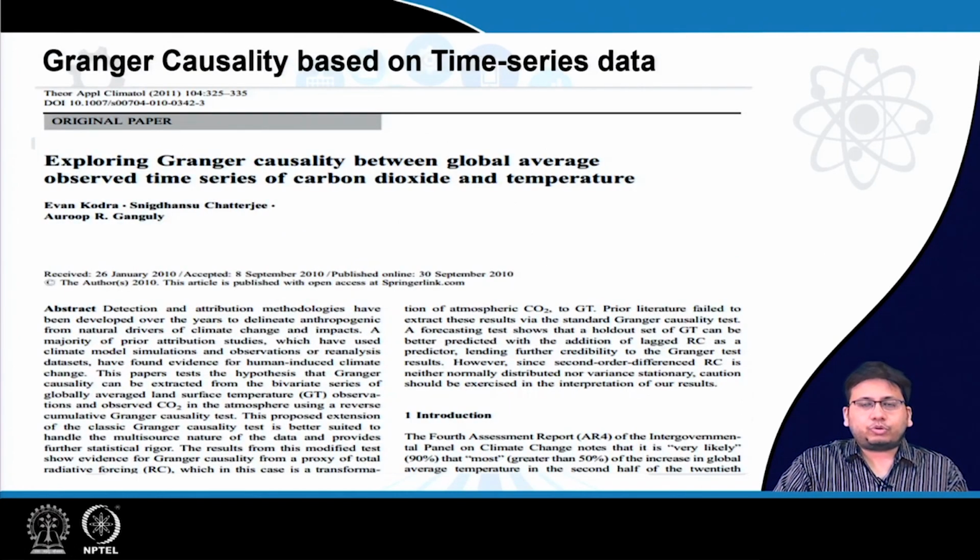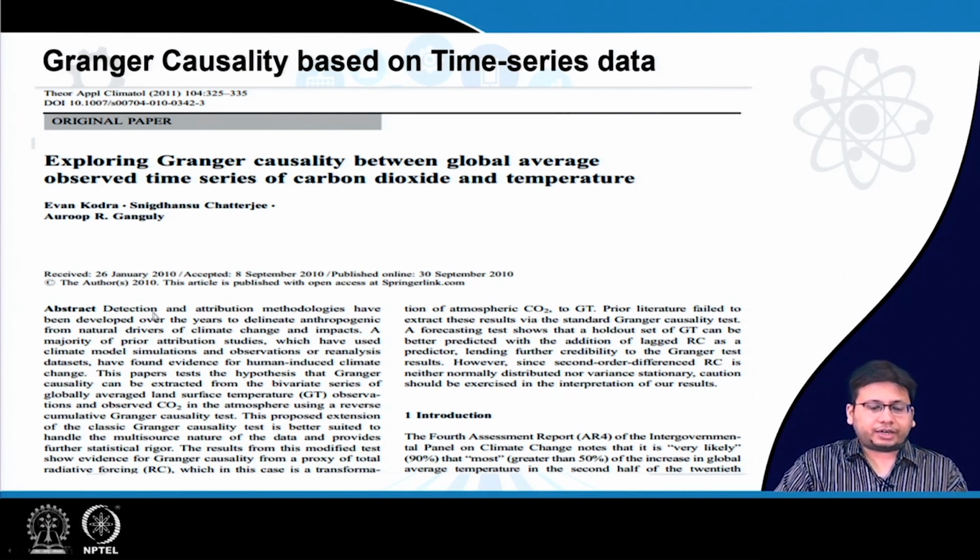So, now let us come to a few use cases. In the rest of this lecture and in the following lecture also, we will see some use cases of causality in earth sciences. The first one is based on Granger causality of time series. Here the task is to explore the Granger causality between global average observed time series of carbon dioxide and temperature. It is generally known that carbon dioxide emissions have a role behind global warming, that is the general rise in the global temperature, but can we try to quantify it?